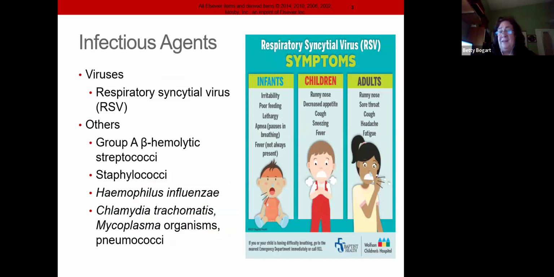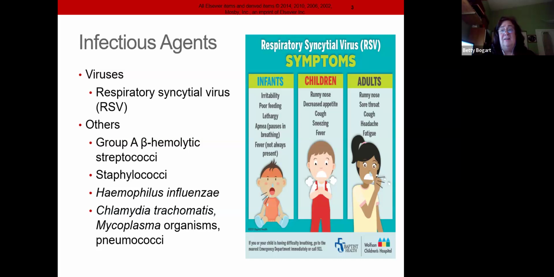Now, most of the time, it's a virus. And one of the things that we talk about, especially in the younger children, and I'll mention it more in a little bit, is the respiratory syncytial virus. Now, the respiratory syncytial virus for you or me is a common cold. You don't feel well, you have a cough, runny nose, and you have a headache, and you just feel, ugh, and you take some little Tylenol or some Motrin because you have a low-grade fever.